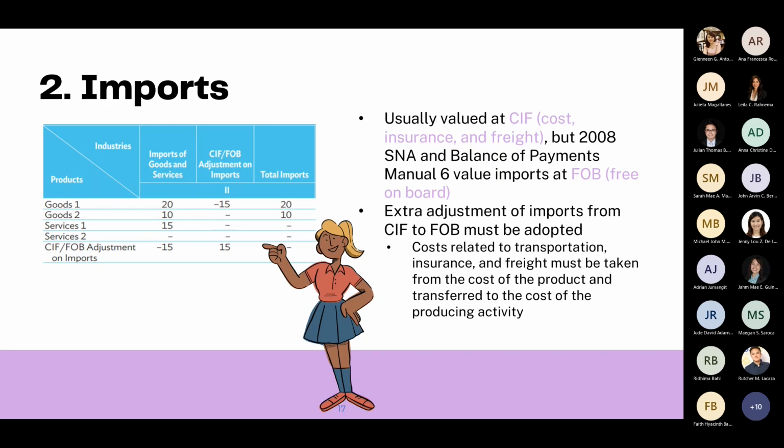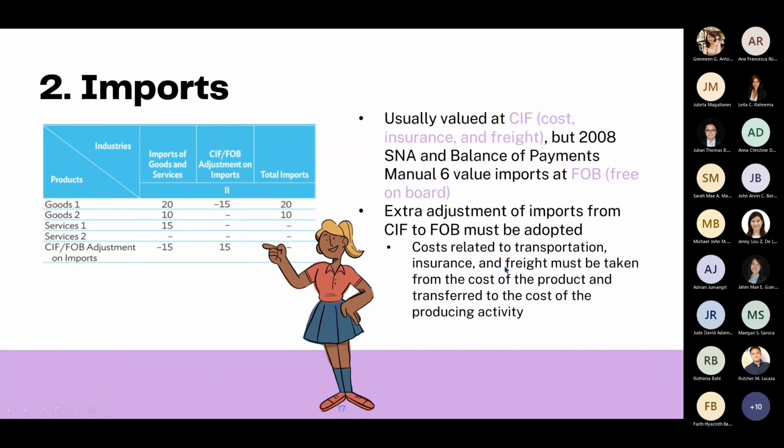So again, imports of goods are usually valued at CIF, meaning that the importer records the value of an imported good at the value by which it is sold by the exporter, which is at FOB, plus the cost of bringing that good to the border. You can call that C in the CIF, plus insurance, the I, and freight, the F. However, in the 2008 SNA and BPM 6, total imports of goods and services are valued at FOB or free on board, meaning that the seller is responsible only for taking the goods to its border.